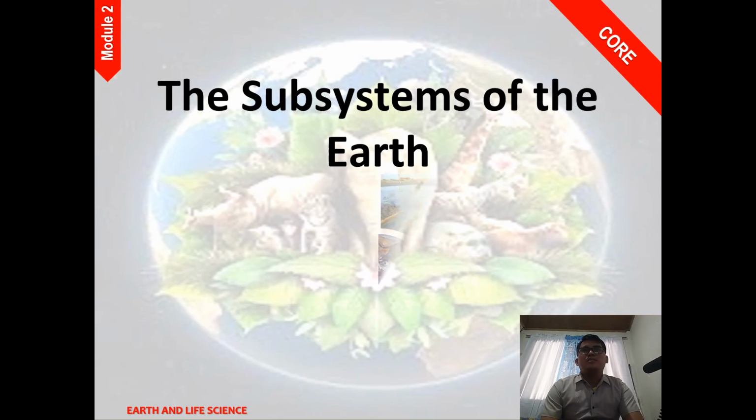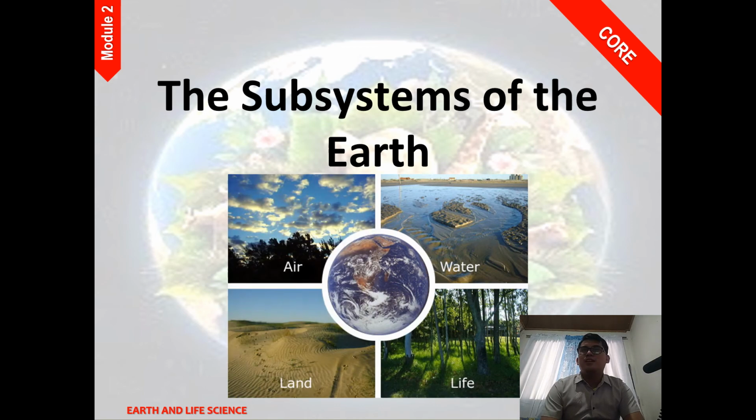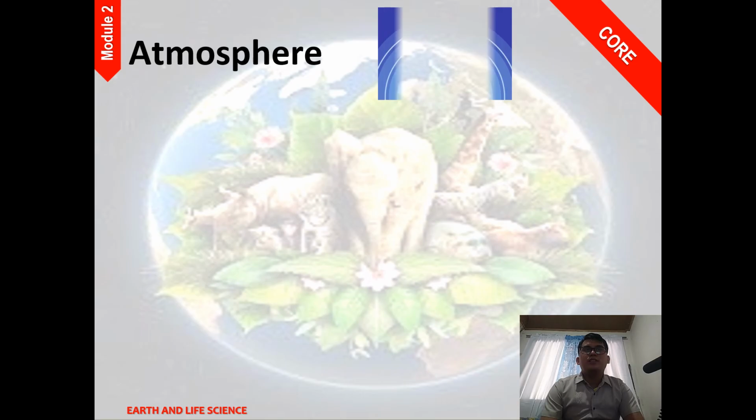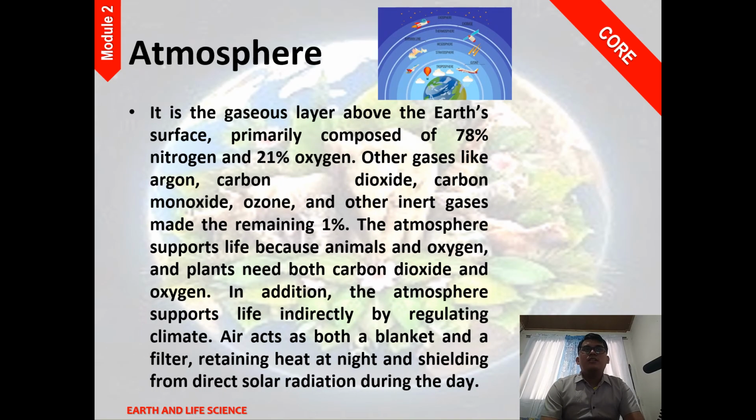Subsystems of the Earth. We will now discuss the four subsystems one by one. First, atmosphere. It is the gaseous layer above the Earth's surface, primarily composed of 78% nitrogen and 21% oxygen. Other gases like argon, carbon dioxide, carbon monoxide, ozone, and other inert gases or noble gases make up the remaining 1%.